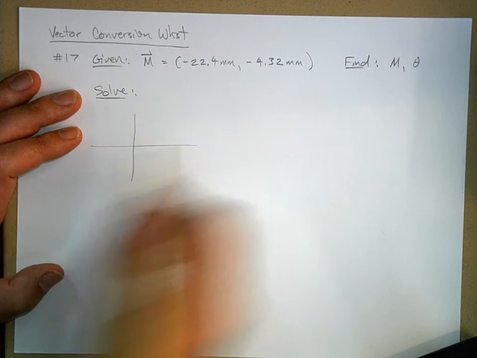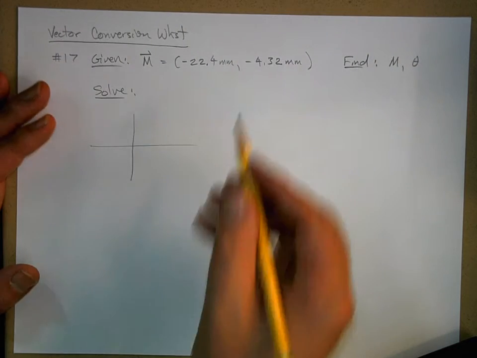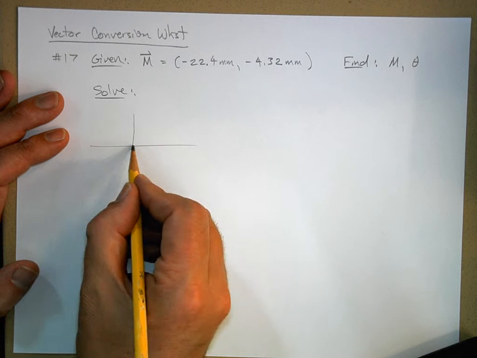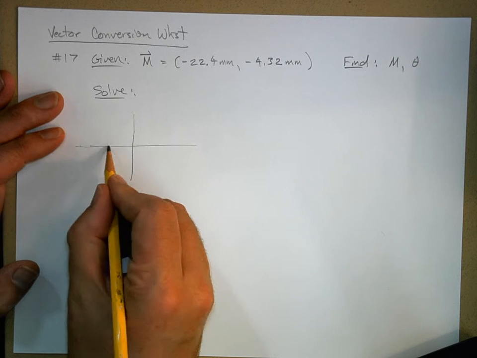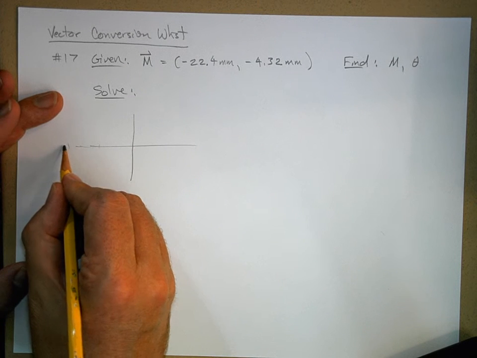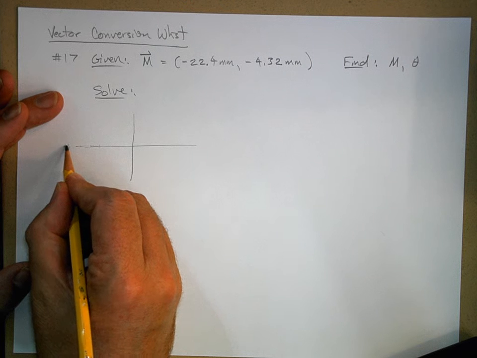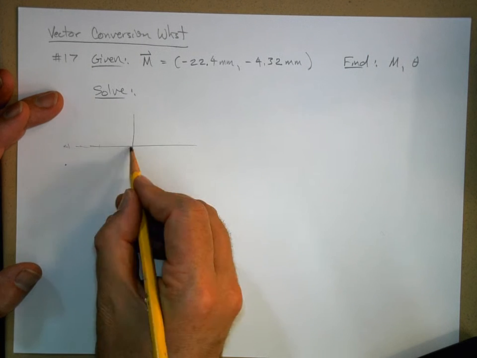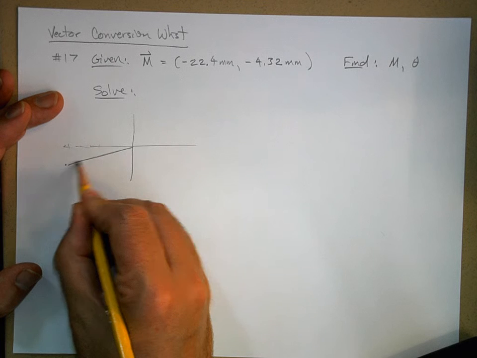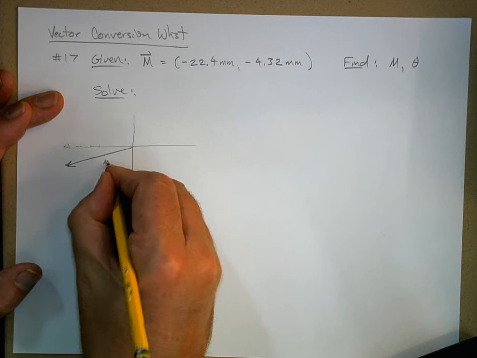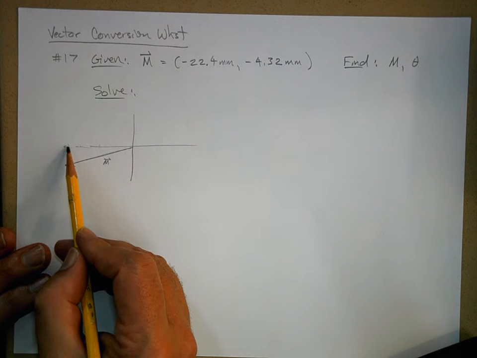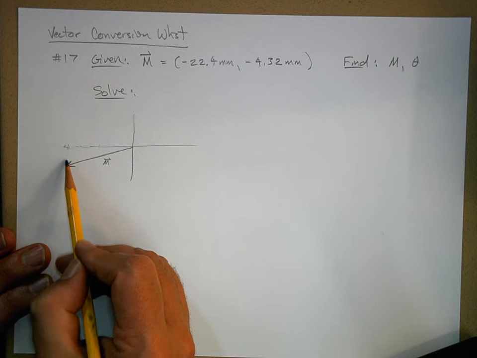Okay, so here's my xy axis, and I'm going to look at this in the negative. It goes in the negative x 22. So we'll make this 10, 22, something like this. And in the y, you go down 4.32. So it's going to look something like this. There's vector M. You see how I did that? I went over to the left 22 and then down 4 or something close.